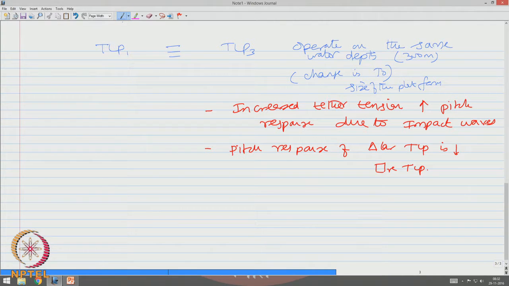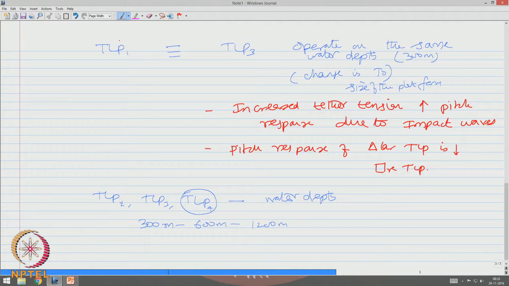If you now compare TLP 1, TLP 2 and TLP 4, let us say 2, 3 and 4. Let us compare TLP 2, 3 and 4. One can see here that water depth changes between these configurations. It increases from 300 meter to 600 meter to further 1200 meter, because TLP 4 is the deepest platform we are analyzing in the present study.